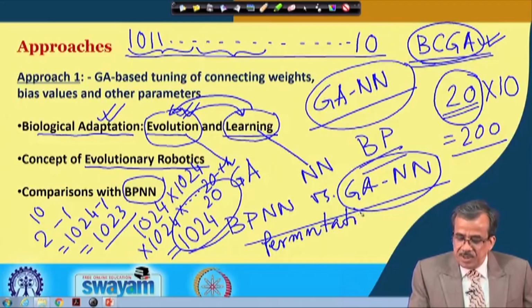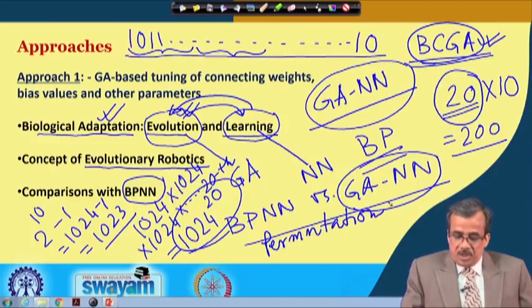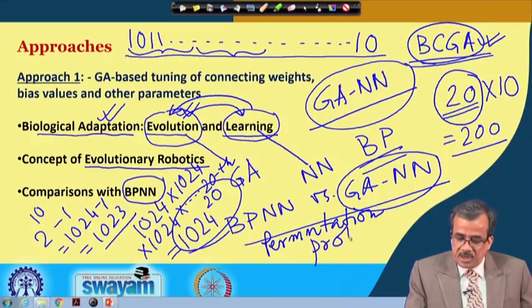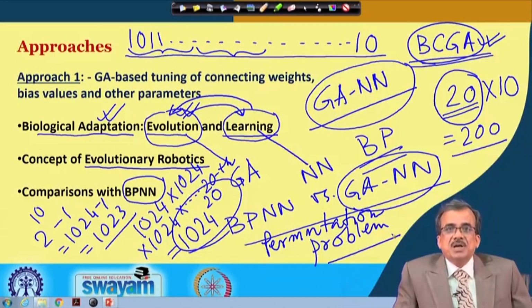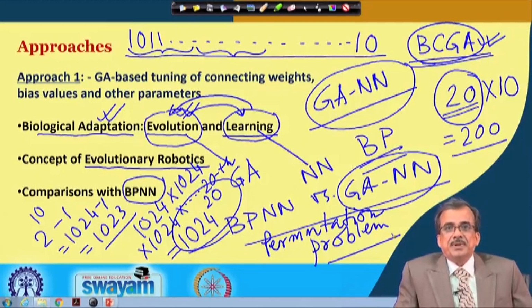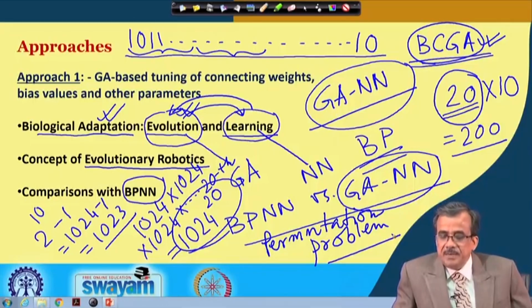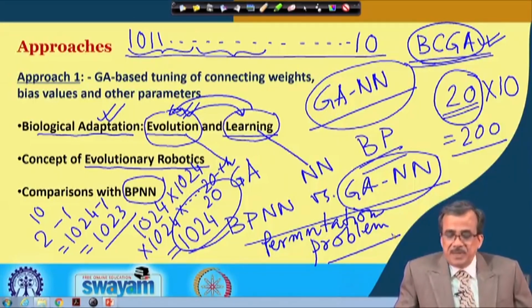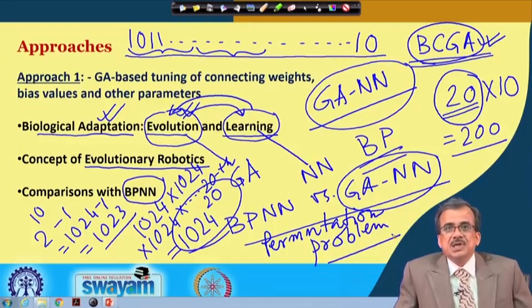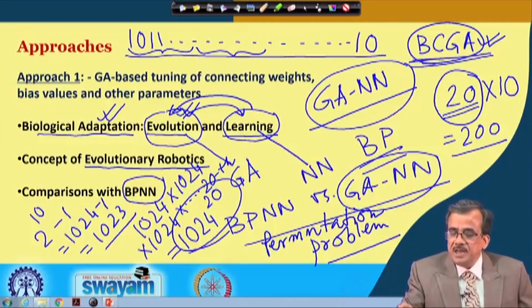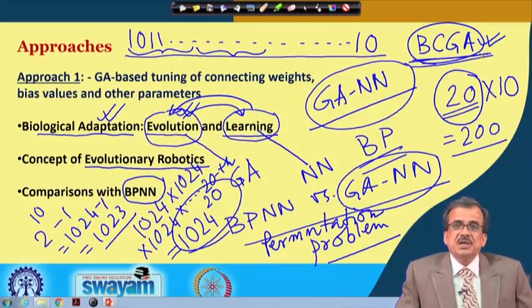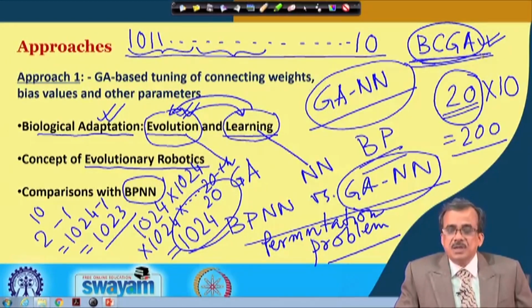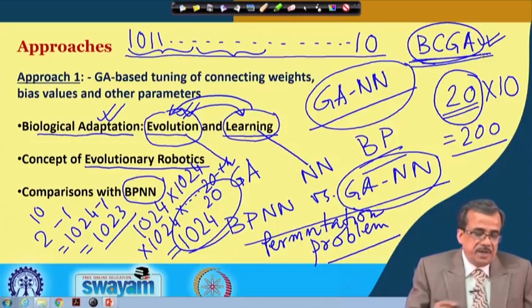Now, if there are a large number of variables, this binary coded GA can suffer from this permutation problem. The point which I want to make clear is that if I have got a very large number of variables, it is better not to use this binary coded GA, and in place of the binary coded GA, we can go for some sort of real coded GA.